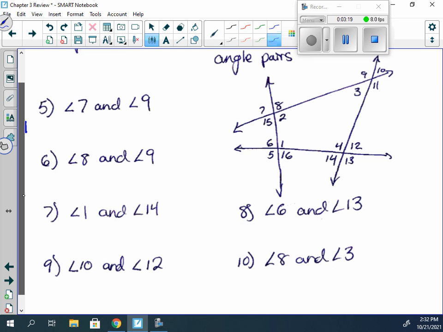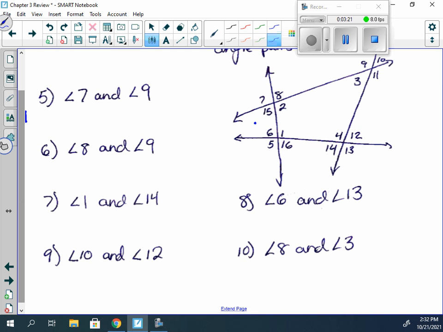So number 8, 6 and 13. So we have angle 6 and angle 13. Well, they're outside the two lines. Alternate exterior angles, yes. So it's alternate exterior angles because they're on the outside, which makes them exterior, and on opposite sides of the transversal. So alternate exterior.